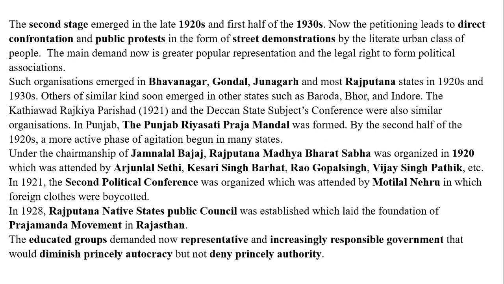The second stage emerged in the late 1920s and the first half of the 1930s. And the petitioning now became direct confrontation and public protest in the form of street demonstrations. Who was basically responsible for that? The literate urban class of people. And such organizations emerged, which were taking these public protests and confrontations, and registering their resentment. These organizations eventually emerged in Bhavnagar, Gondal, Junagadh, and most of the Rajputana states in the 1920s. In Rajasthan, it started in the early 1930s.